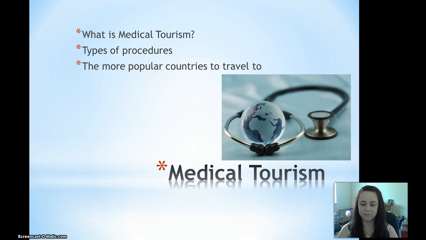There are several different types of procedures that can be conducted, such as cosmetic surgery, cardiac surgery, organ transplant, dental procedures, gender reconstructive surgery, and reproductive technology, just to name a few. Some of the more popular countries to travel for medical tourism are Thailand, India, Israel, China, Germany, and Canada. Each of these countries are known for the different types of medical care that they are able to provide, but a majority of the countries that were listed are able to do a variety of the procedures that were previously mentioned.